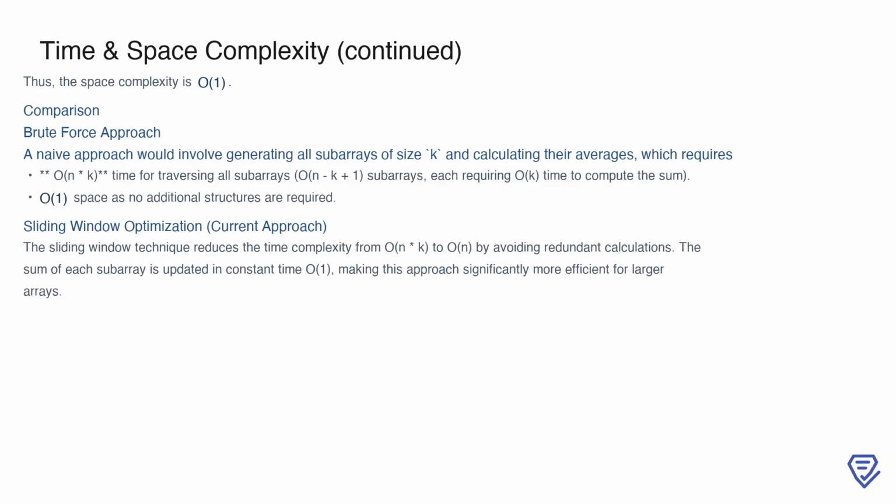In contrast, the sliding window approach eliminates redundant calculations by reusing the sum from the previous window, reducing the time complexity to O(n). The space complexity remains O(1) in both cases, but the optimized time complexity makes the sliding window approach significantly more efficient for larger arrays.